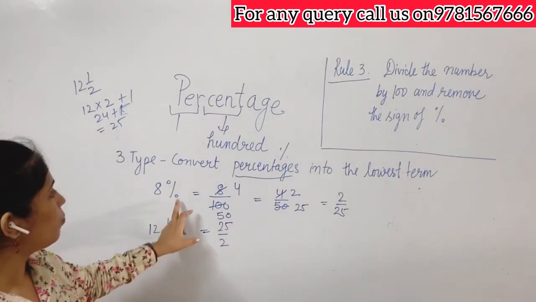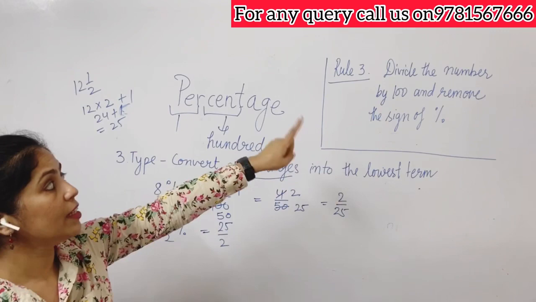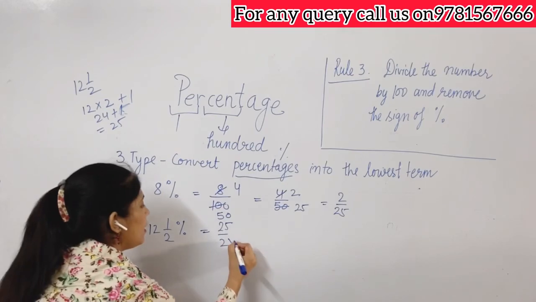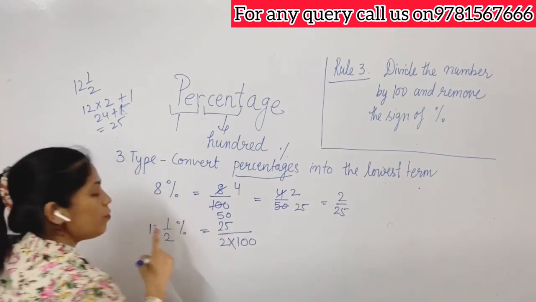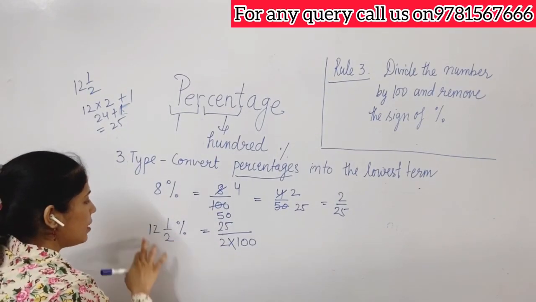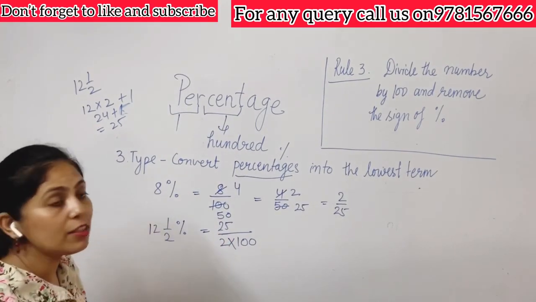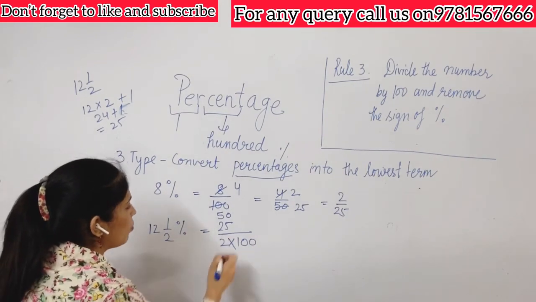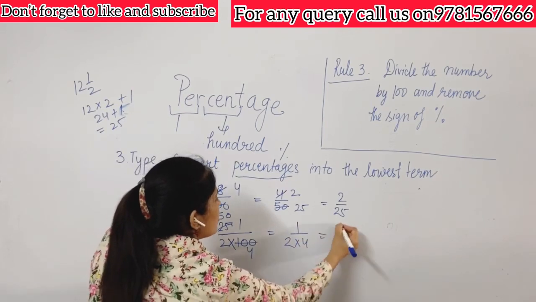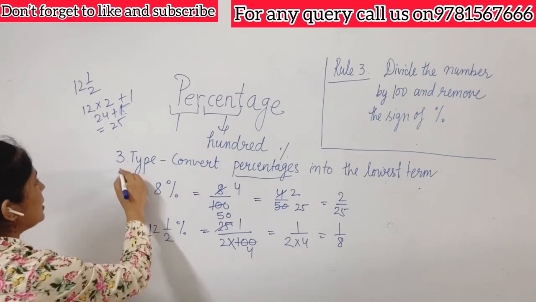So now what is the rule here? How to convert the percent into the lowest term? Divide the number by 100 and remove the sign of percentage. Done? Easy. So first you need to convert this mixed number into a fraction. Then you will divide it by 100 and remove the sign of percentage. Now cancel it out. 25 ones are 25, 25 fours are 100. The answer is 1 upon 2 into 4, and the answer is 1 upon 8. Right? Okay, so this is the third type of question.